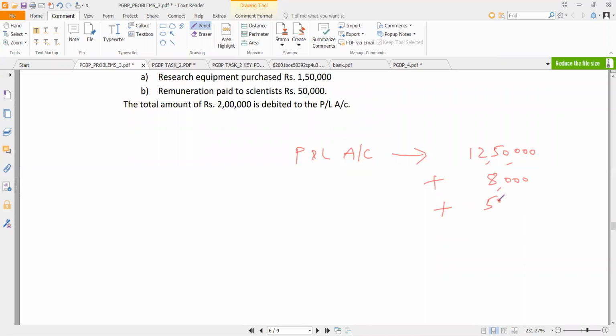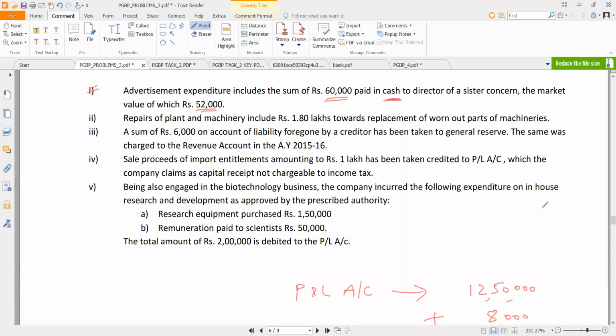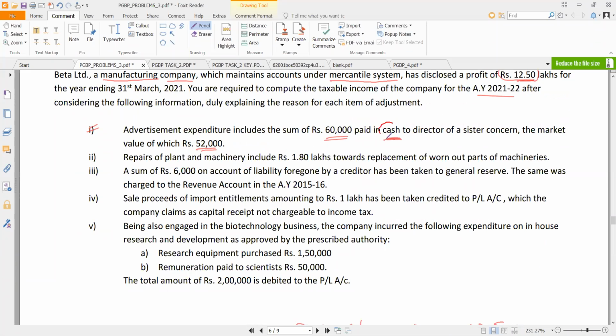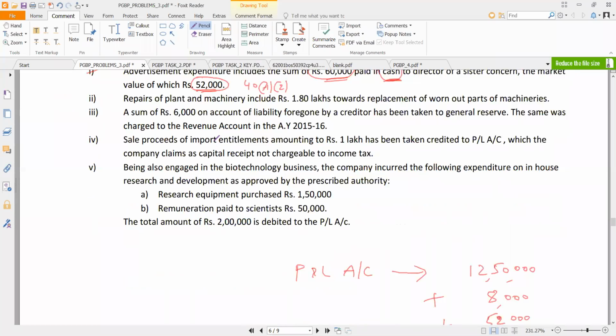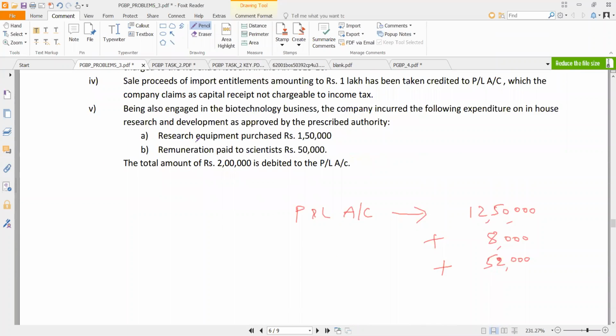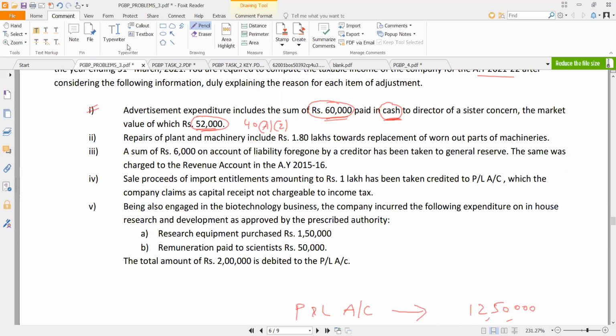Why is the total disallowance 60,000? Since the amount is paid in cash. But the entire 60,000 will not be under 40A(3). Out of that, 8,000, the difference between 60 and 52, is under 40A(2). And this 52,000 will be under 40A(3). So those are both disallowed. Finally, added to the net profit as per P&L.